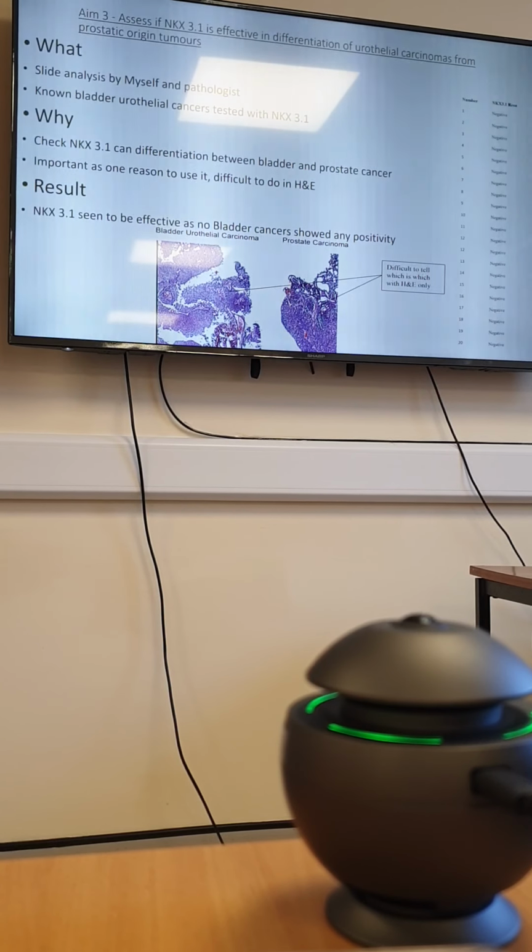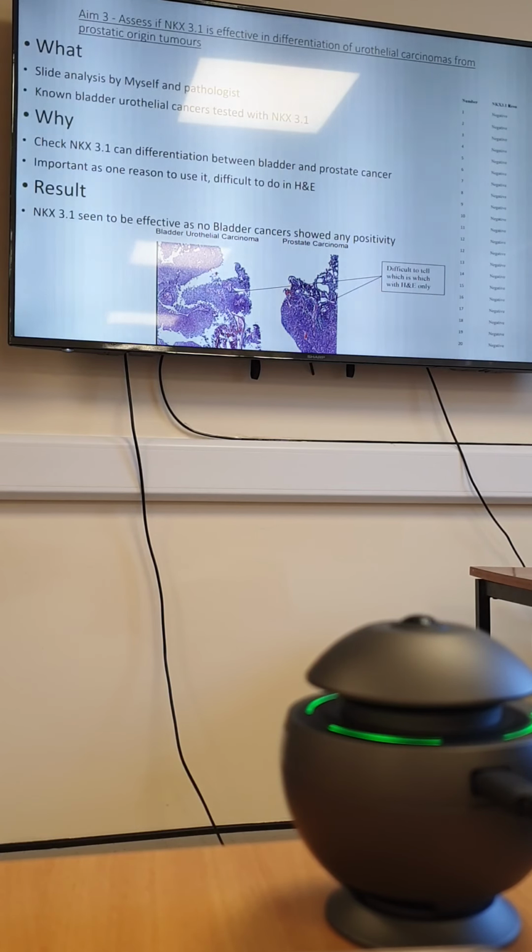This is the one we were actually quite pleased when it was negative, so we did 20 urothelial carcinomas. We didn't do more because we didn't want to waste the amount of antibody. After doing the first 20 it was all negative, and we were quite happy that any more would just be wasting antibody, so they were all negative that we tested. That showed why this was so important, as you can see from that H&E slide there.